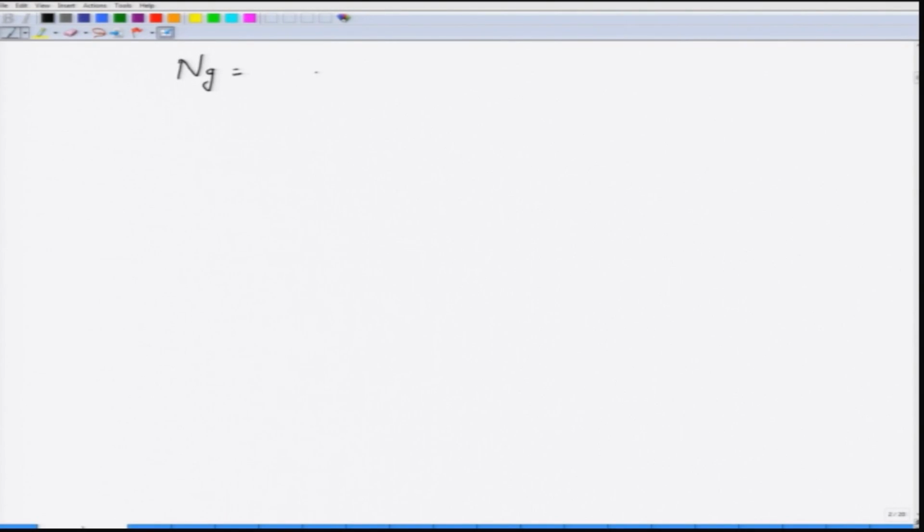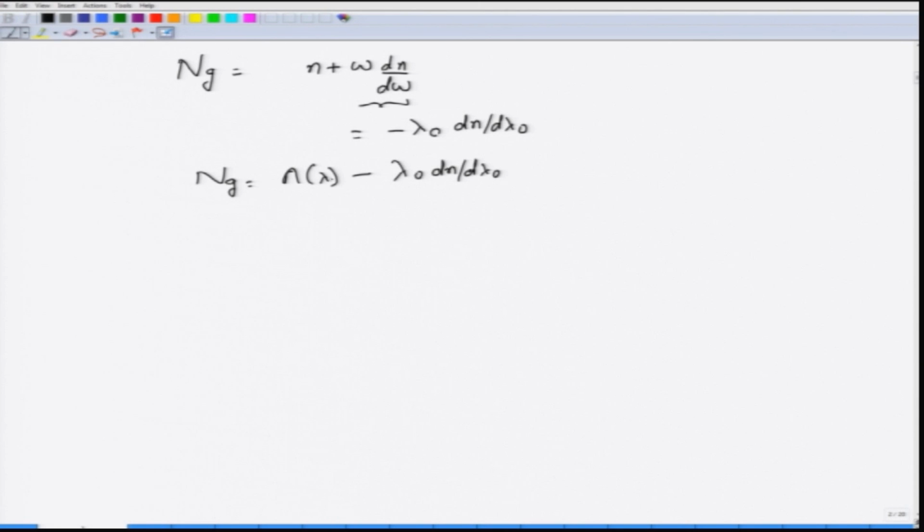We have already seen that Ng is given by n plus omega dn by d omega, indicating clearly that you have to consider the refractive index variation as a function of frequency. You can of course write this omega times dn by d omega in terms of the wavelength and write this as minus lambda 0 dn by d lambda 0, where lambda 0 is the free space carrier wavelength, right. So this is the expression you can substitute into Ng and then recognize that n can be written as a function of frequency or as a function of wavelength. You can write this as n of lambda 0 minus lambda 0 dn by d lambda 0. So this will give you the group index.